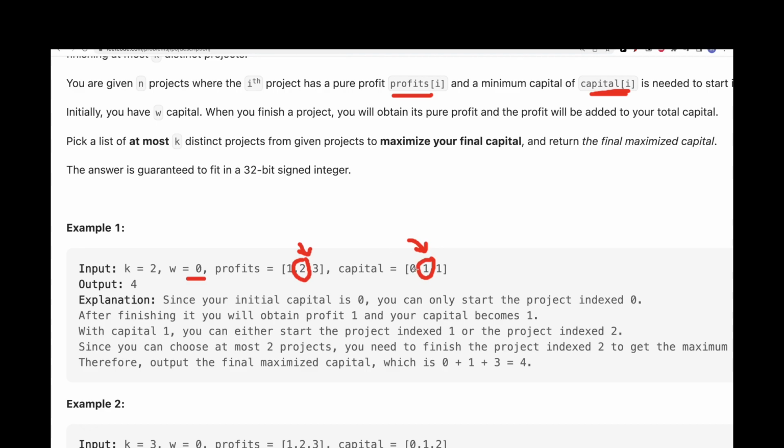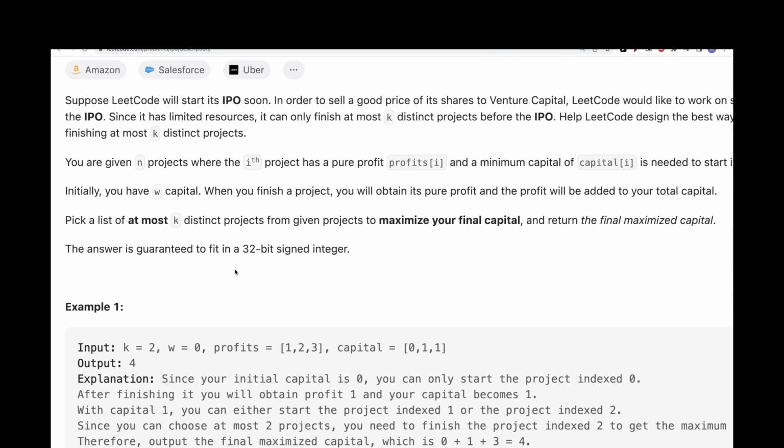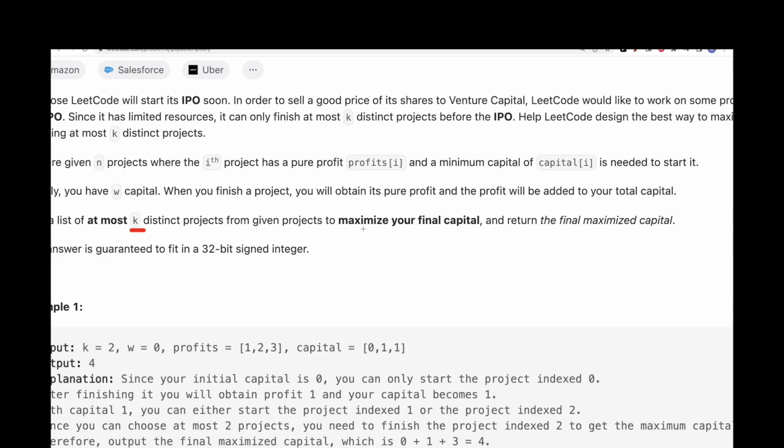Now, in this specific case, because the initial capital is 0, you can't start with this one because it's bigger than your current total available capital, right? So this array of capital is only used to make sure that you do a project only if you have enough capital for it, right? So that's the distinction there. Now, you can do at most k distinct projects. And the goal of the problem is to maximize the final capital we have, right?